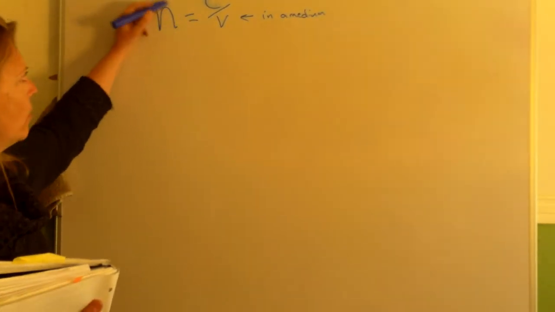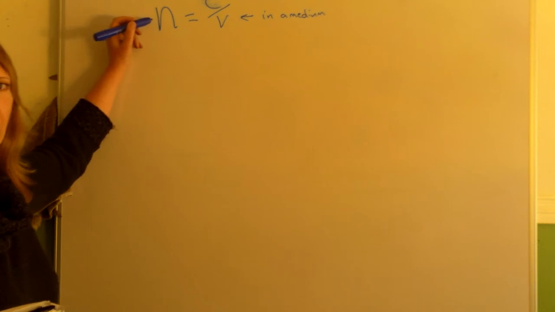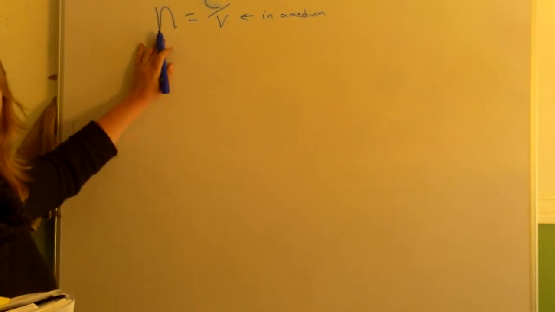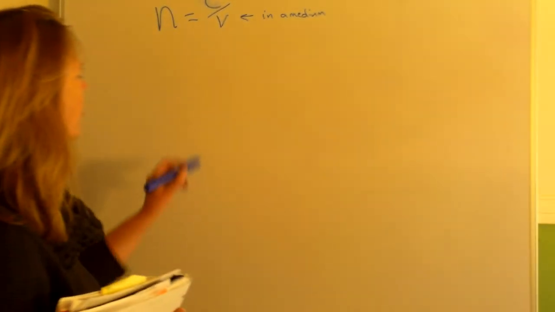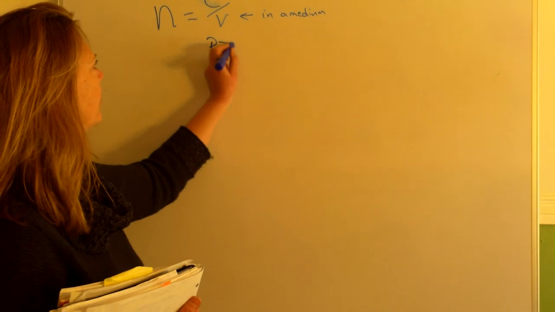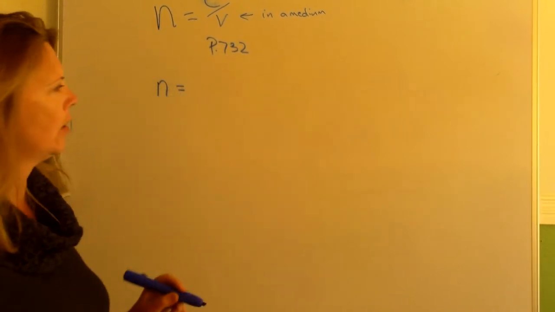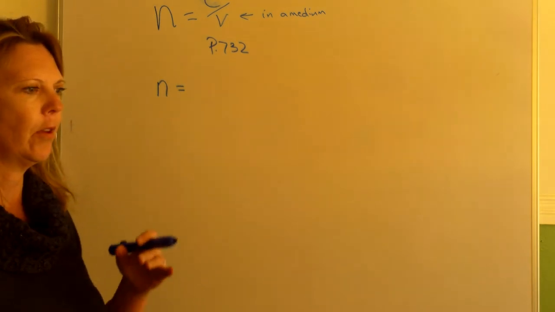So glass would have its own index of refraction, water, plastic, anything that's transparent would have, oil would have, you know, an index of refraction. And those are found in your book on page 732.